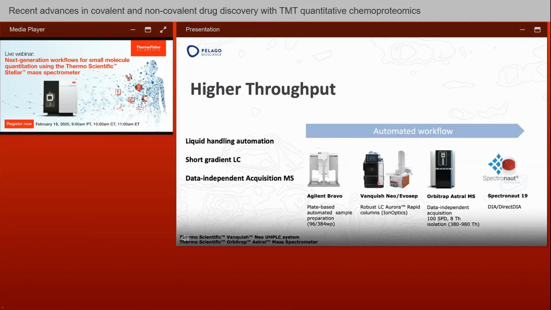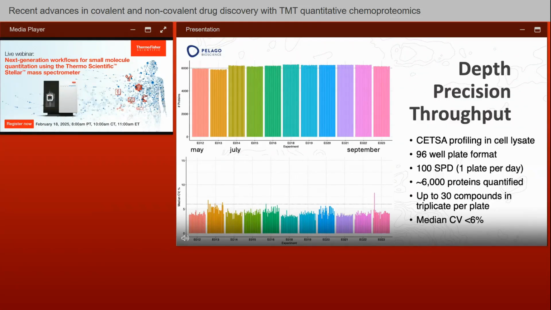Combining them all together allows us to switch the throughput to up to 100 samples per day and still provide excellent quantitation, depth and accuracy across the samples. If we look here, we can see that every single bar here consists of 96 smaller bars. So basically it's one plate, one plate, one plate, one plate, and so on.